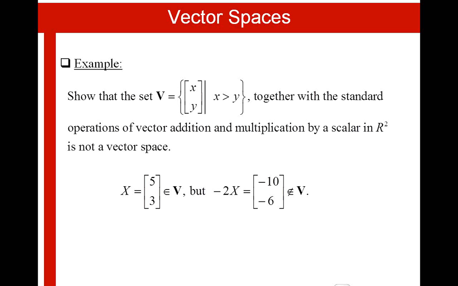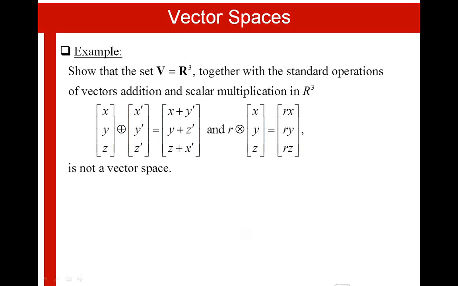If we take a specific example here, let x equal (5, 3), where as you see 5 is greater than 3, therefore this satisfies the rule for the set V. But when we multiply this vector x by a negative scalar value minus 2, which belongs to R, minus 2x is equal to (minus 10, minus 6), and minus 10 is not greater than minus 6, therefore this violates the rule, and therefore V is not a vector space.